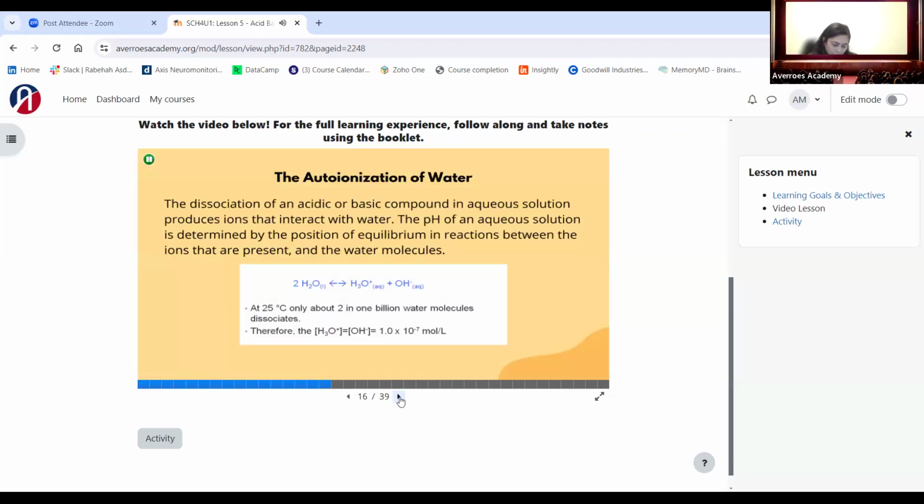The autoionization of water is the dissociation of an acidic or basic compound in aqueous solution, producing ions that interact with water. So the pH of an aqueous solution is determined by the position of equilibrium in reactions between the ions that are present and the water molecules. So water is never just a collection of pure H2O molecules, right? Experiments have revealed that some water molecules react with each other to produce hydronium ions, or H3O+, and hydroxide ions, or OH-, according to this equation here.